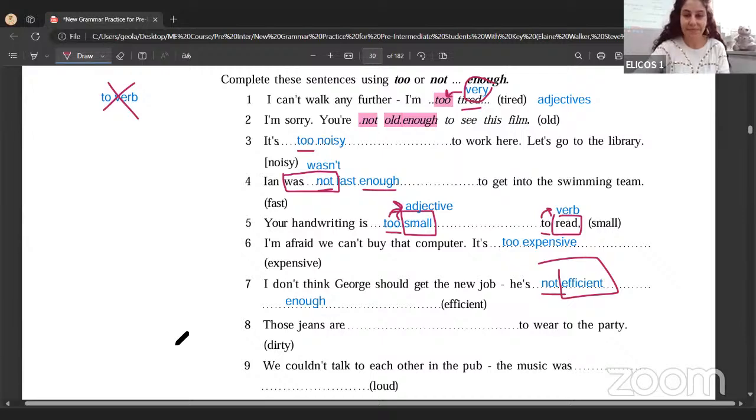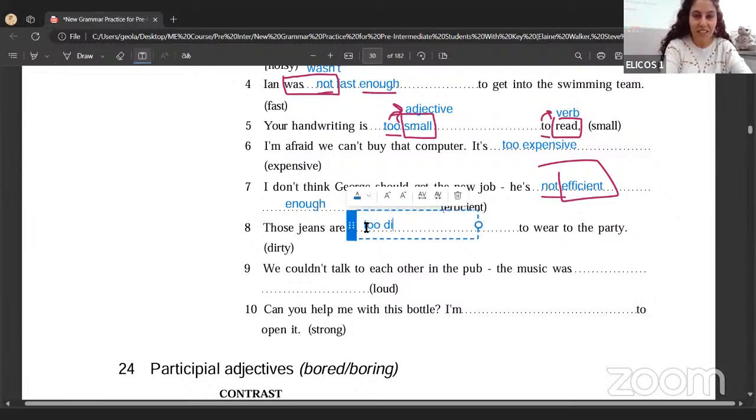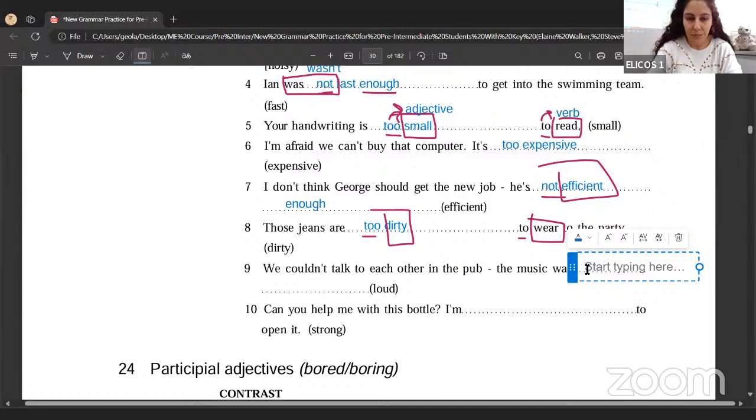Number 8. Those jeans are too dirty to wear to the party. Yeah, those jeans are very dirty to wear to the party. Again, make sure that you can see too is with an adjective, and you can see the verb here, to with a verb, an action word. Number 9. We couldn't talk to each other in the pub. The music was too loud. Yeah, the music was too loud.